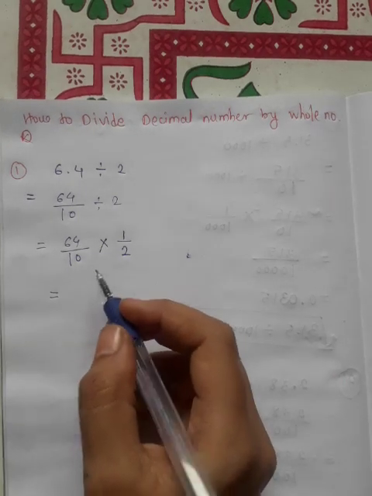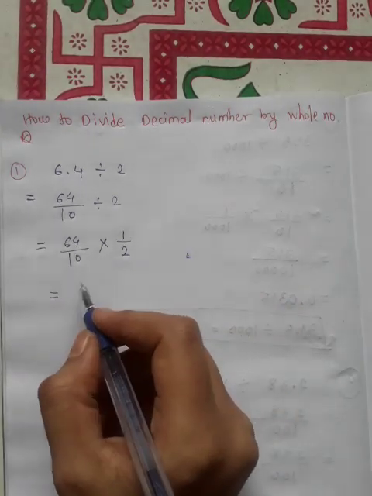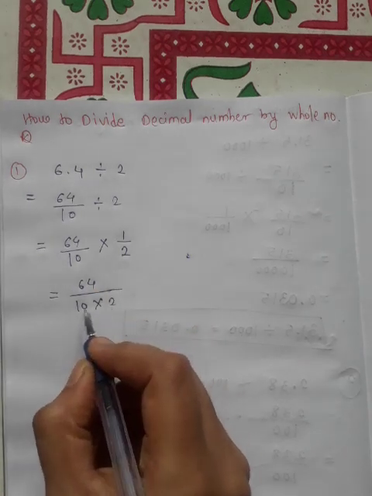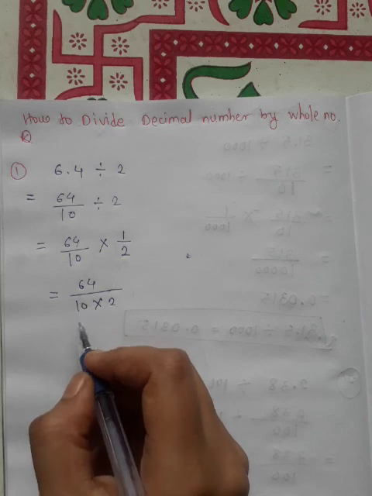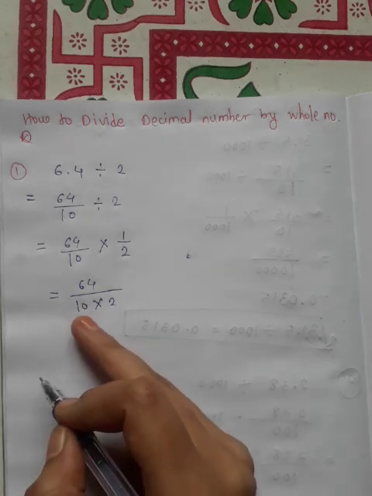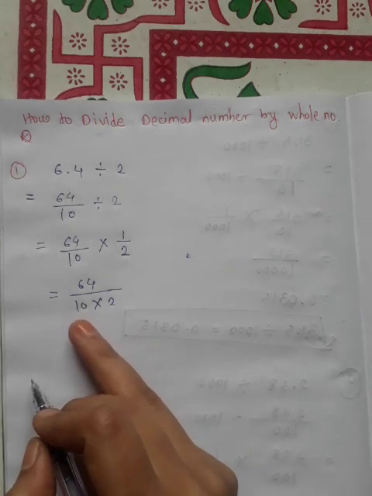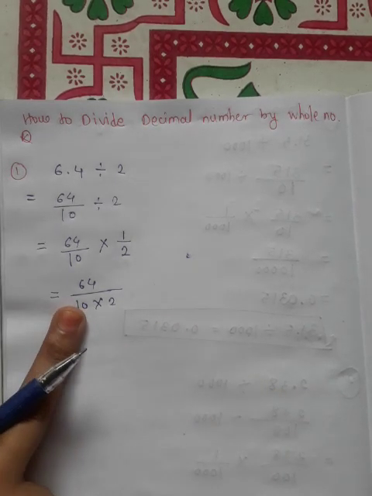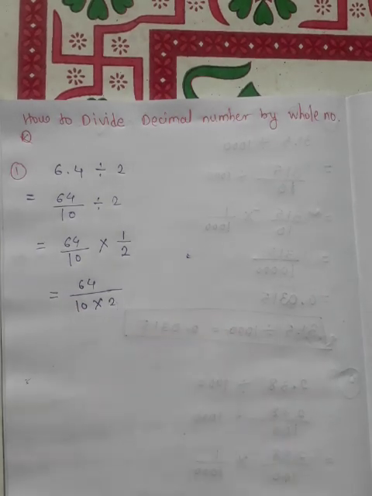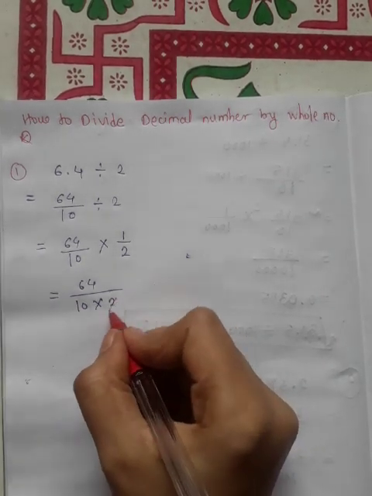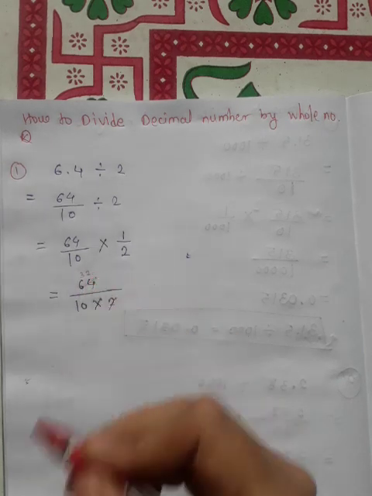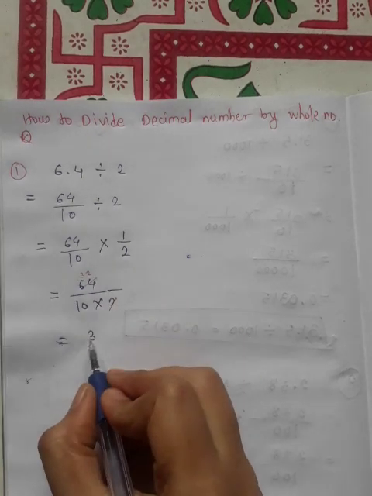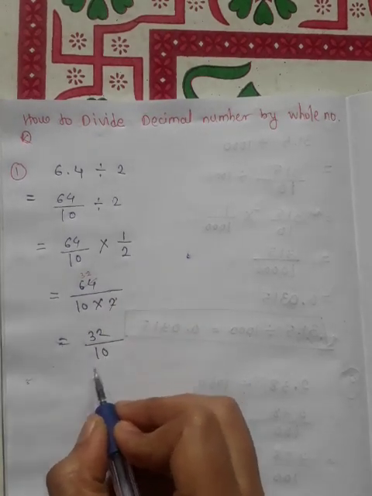Okay, so 64 into 1 is 64, 10 into 2. Whenever there is 10, put 10 as it is, because if you multiply it, it will get complicated. So put 10 as it is in the denominator. So just simplify that. 2 3s are 6, 2 2s are 4. So what remains? In the numerator 32 and in the denominator 10.